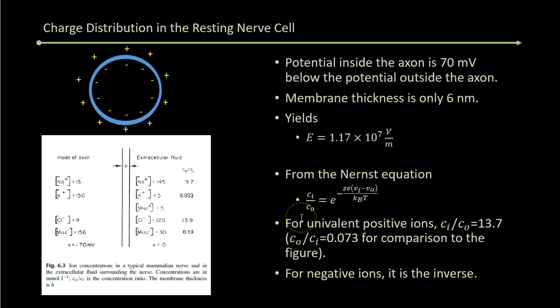For any univalent positive ions, it should be inside to outside 13.7, or in the figure, they have outside to inside, so outside to inside, 0.073. For negative ions, it's just the opposite. Negative ions, inside to outside should be 0.073, and outside to inside should be 13.7. Okay, so we know what we should expect if everything's simply in equilibrium.